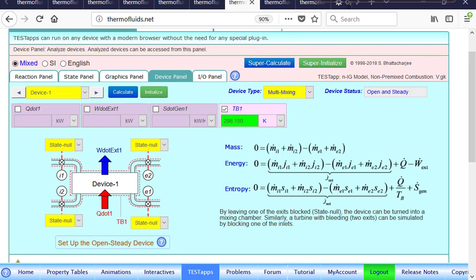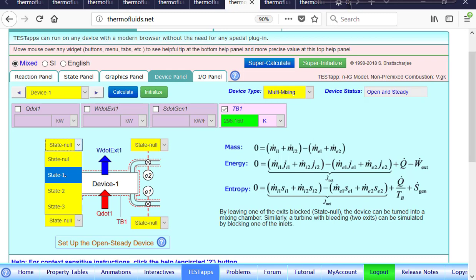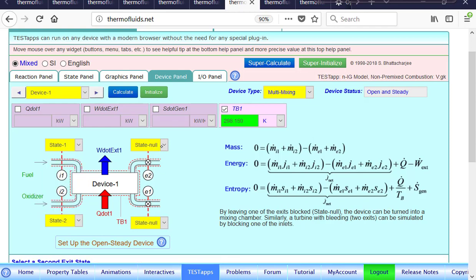In the device panel, we have right now a non-premixed reaction going on. Here's the reaction chamber. State 1 is fuel. As you can see, fuel got populated. State 2 should be oxidizer. And state 3, I can choose any of the exits as products and leave the other one alone, blocked. So we've set up the reaction chamber, and there is no work transfer, no external work transfer.